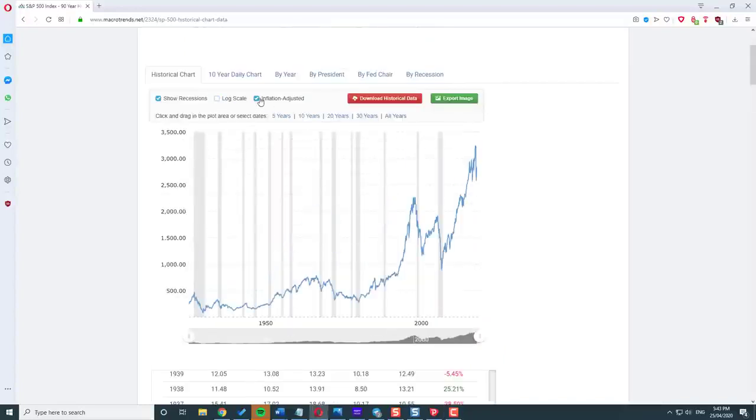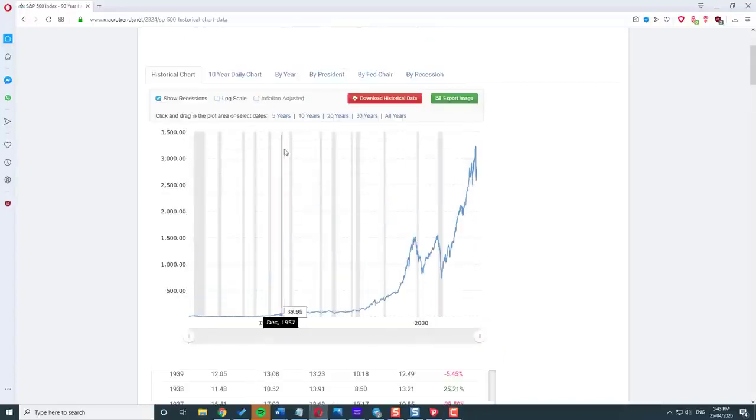So let's get rid of the log scale and the inflation adjusted scale and just consider if we'd invested money back in 1929. If we'd invested some money, even not inflation adjusted, the index was effectively around 22 points in 1930, 22.79 points. Where is it right now? Of course, we're sitting at around 2,800 points. So a massive change over this period of time.